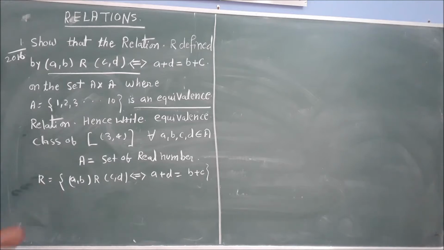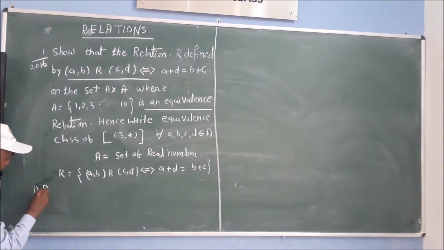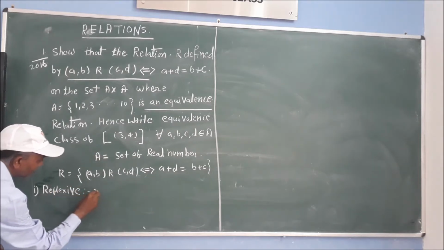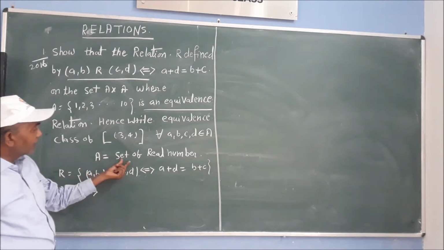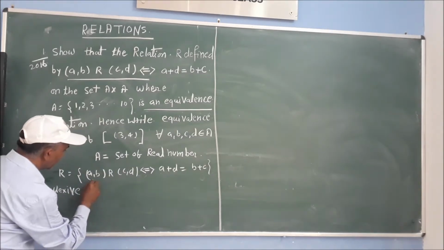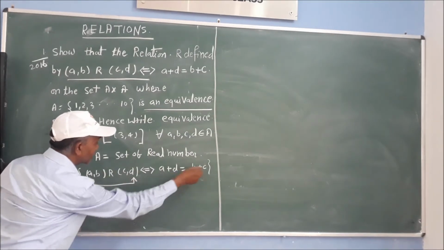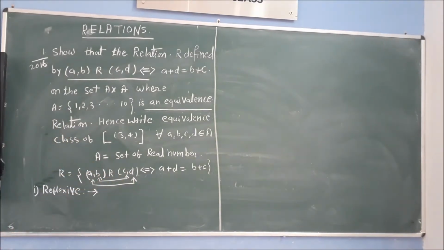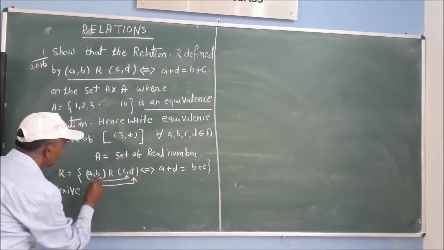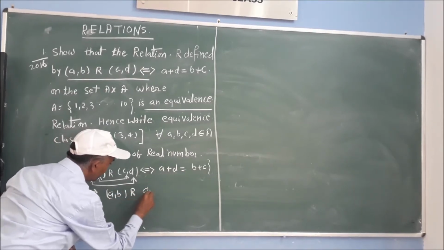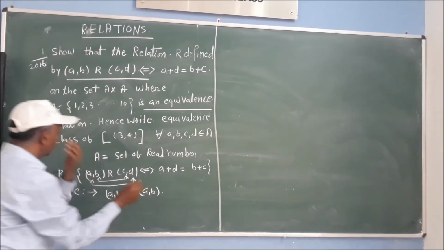For an equivalence relation, first we have to check the reflexive property. Here the set is the real numbers, and the condition is that the addition of the first and fourth element must be equal to the addition of the second and third element. So for reflexive, we know that (A, B) belongs to R, so we can write (A, B) must be related to (A, B).